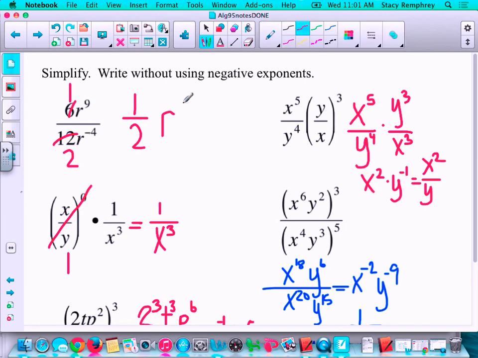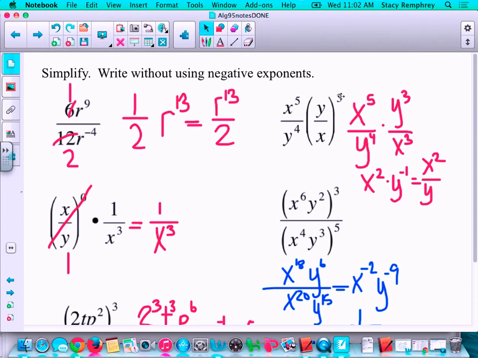9 minus a negative 4 is 13. So you can just leave it at that, or because r is a positive exponent, you could put it on the top and put the 2 on the bottom. I would accept either one of those answers, this one or this one. In the next one, the first thing I did was y to the third, x to the third. That's where this came from. Then I said, okay, x to the 5th, x cubed. I subtracted their exponents. 5 minus 3 is 2. Y cubed, y to the 4th, 3 minus 4 is negative 1.